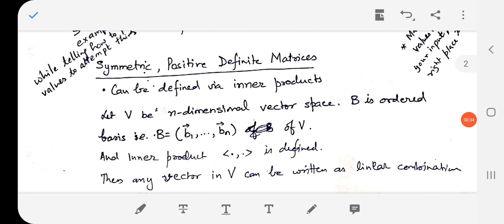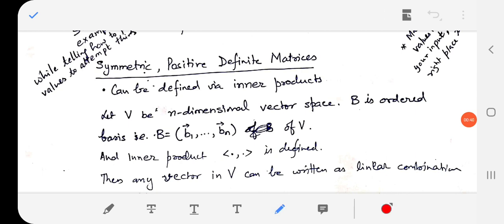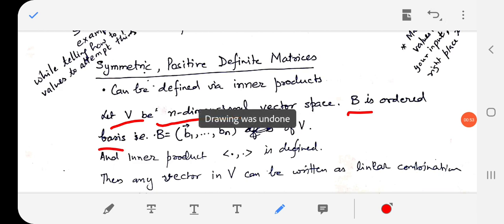So for that, again, we are looking at the vector space with respect to some basis B. Let us suppose that we have V, an n-dimensional vector space, and B is an ordered basis. It's a basis, right? And let us suppose these are all the basis vectors. And the inner product is defined over this particular vector space. We have defined it in some way, right? It may not be the dot product.